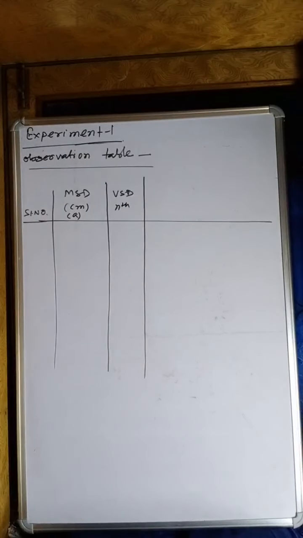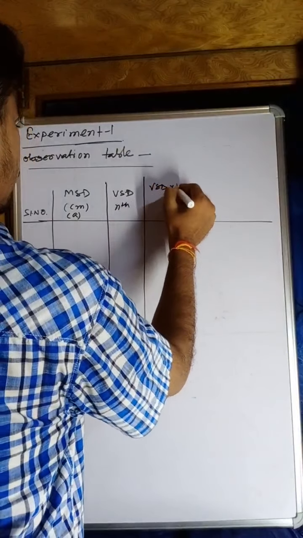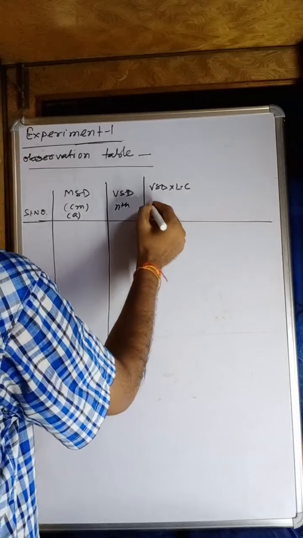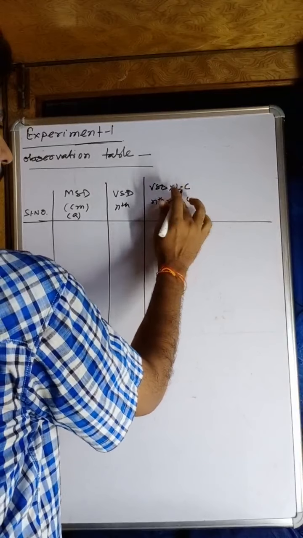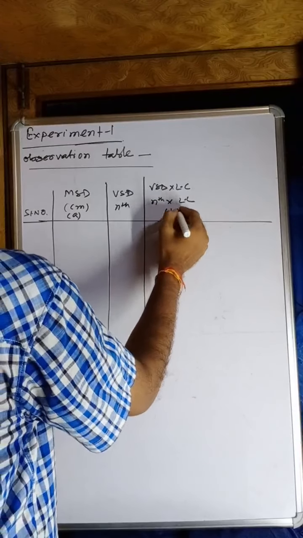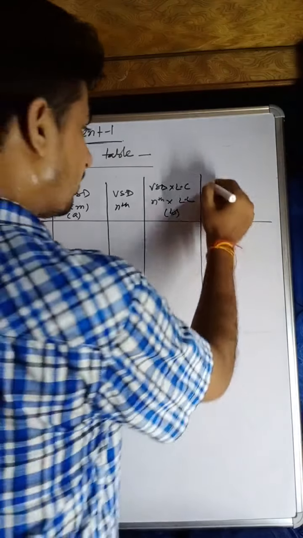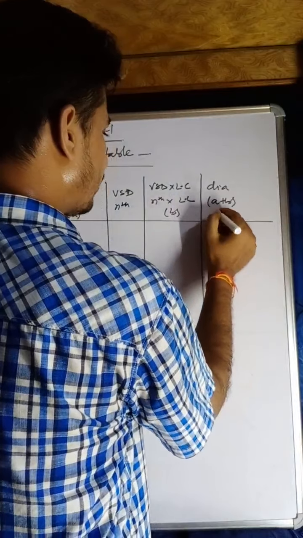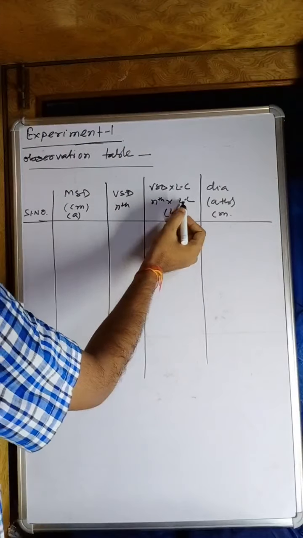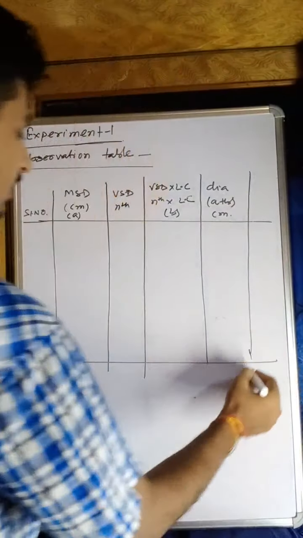Now the next one is the vernier scale division into least count. It is nth into least count, and this will be B. Okay, we will note it as B. And the diameter will be A plus B, this will also be in centimeter. Remember, here the least count you are taking in centimeter. So that's it, nothing more you have to write.